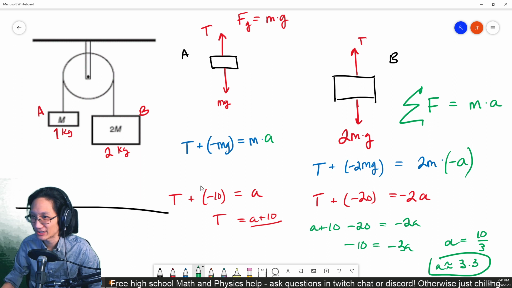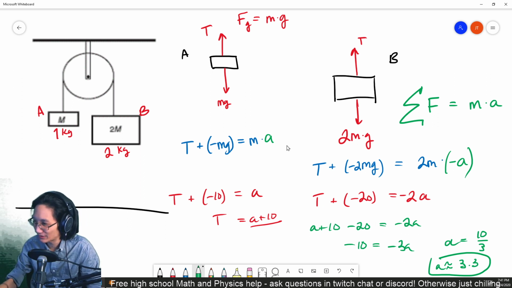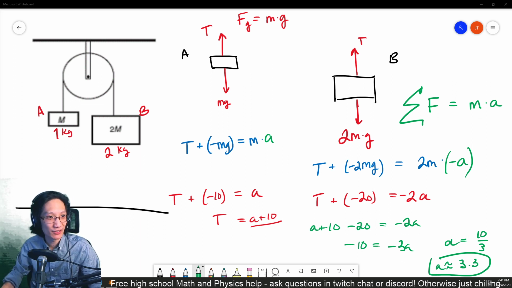So the acceleration of these blocks: block B is going to go down, A is going to go up. How fast they're going to do that is 3.3 meters per second squared. All right, cool. So that's the long way.